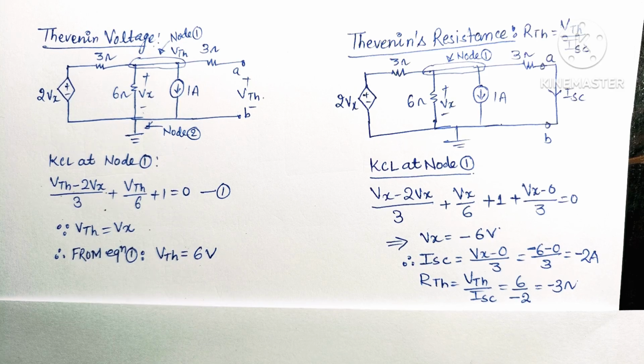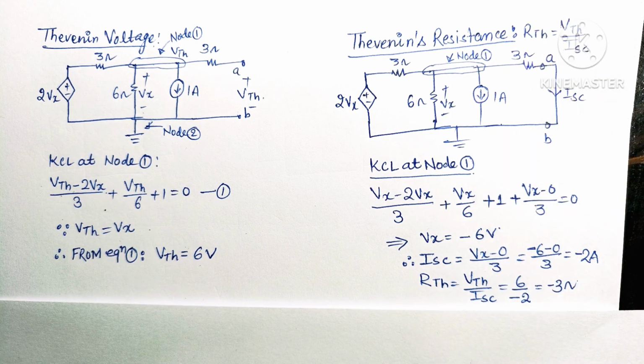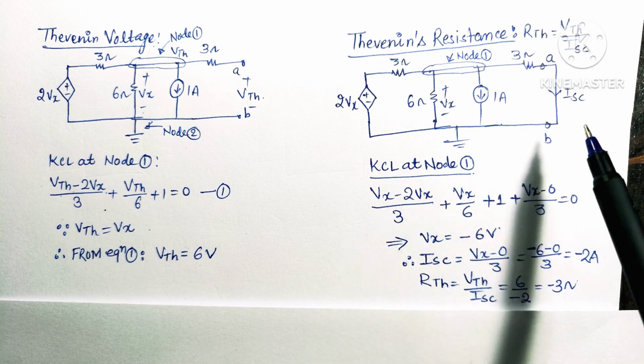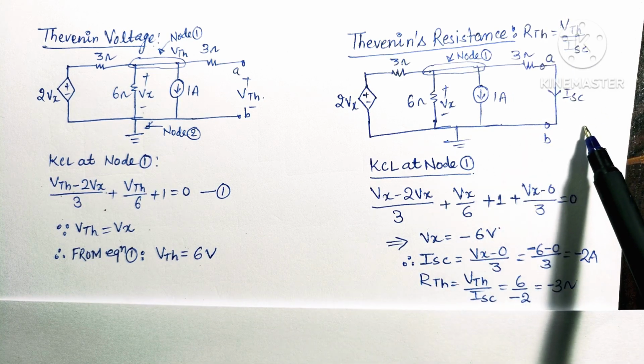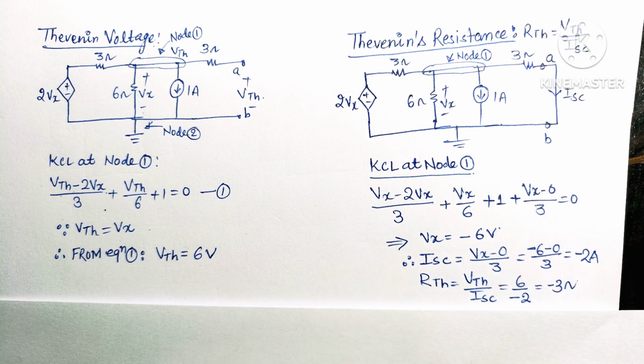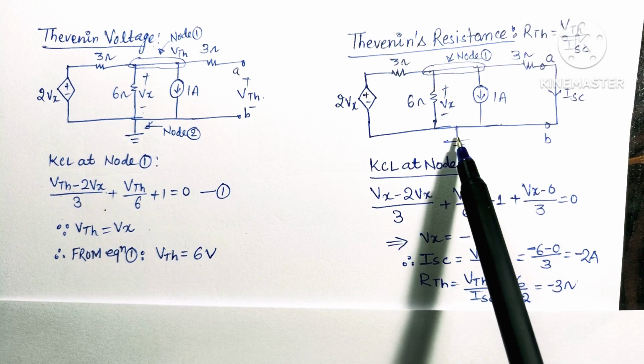Now we will calculate the short circuit current. Since we want to calculate the Thevenin's resistance of the circuit, we know that RTH can be written as Thevenin's voltage upon short circuit current. So for the calculation of short circuit current across terminals A and B, we can calculate this current as we usually calculate it in Norton's theorem. We have applied nodal analysis here and we have assumed this is node 1 and this node 2 is grounded.